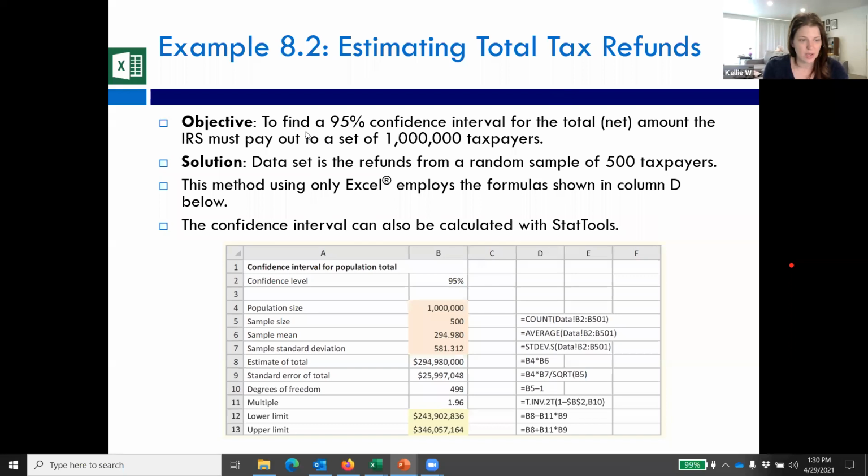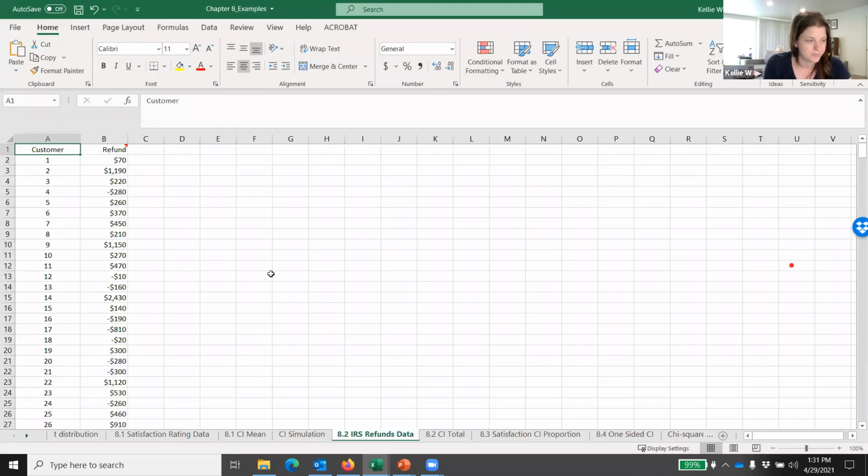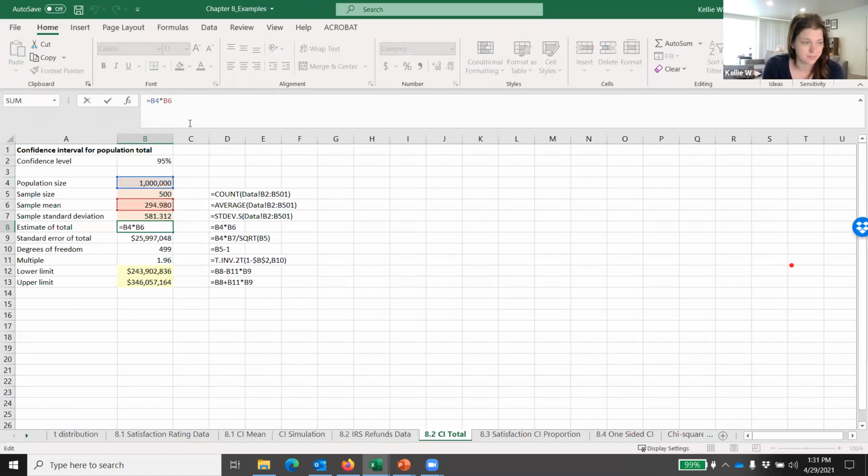But what that looks like: we want to find the 95% confidence interval for the total net amount that the IRS is going to pay out to a million taxpayers. We have data from a random sample of 500 taxpayers. This is the data. Again, in the template, we're just laying in what we know. So in this case, we picked a 95% confidence level. Our population size is a million. Our sample size is 500. We calculate our sample mean and our sample standard deviation, and we get our estimate of the total.